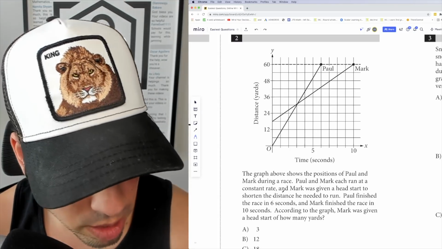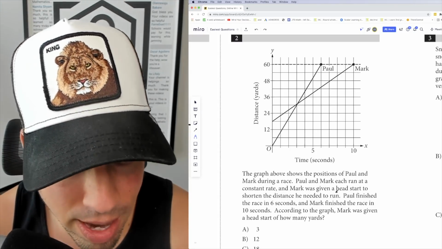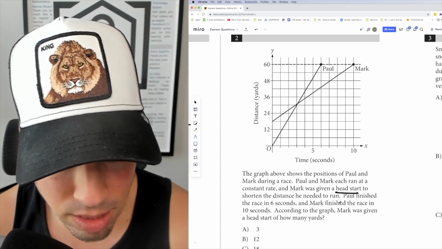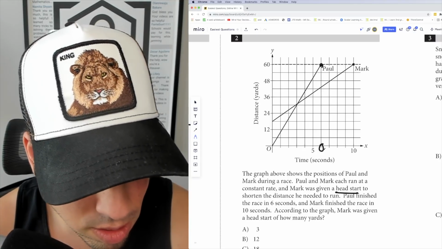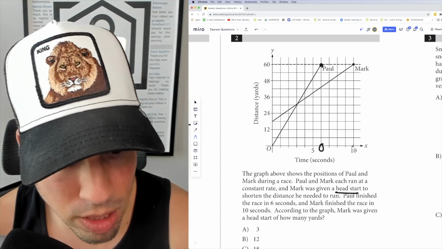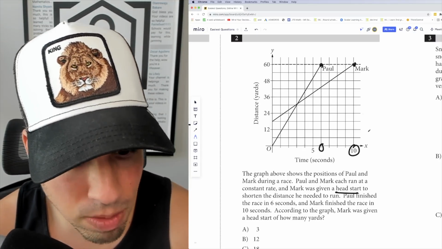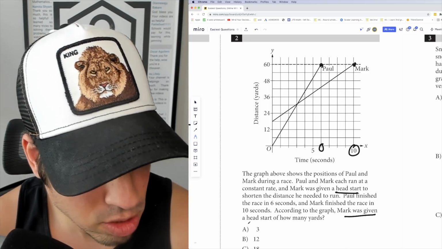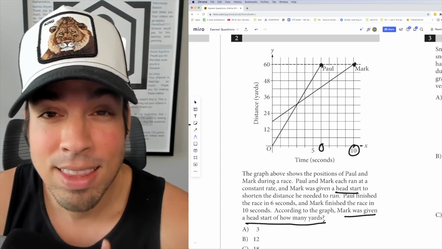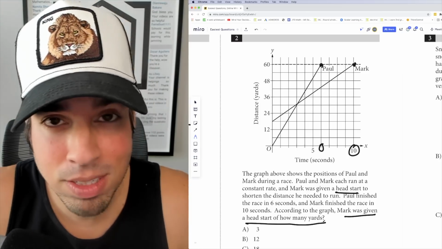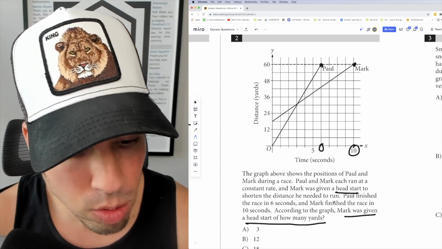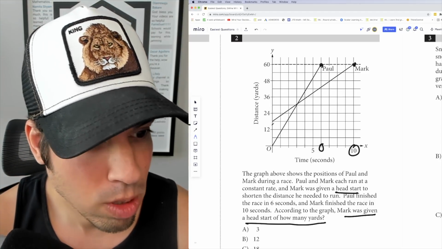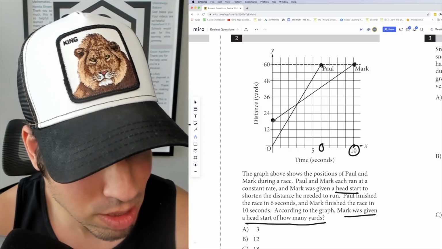Paul and Mark each ran at a constant rate, and Mark was given a head start to shorten the distance he needed to run. Paul finished the race in 6 seconds. You can see this is the 6 seconds right here. And Mark finished the race in 10 seconds right here. According to the graph, Mark was given a head start of how many yards? Again, the head start means the starting position, aka y-intercept. That's what we're talking about. What is the y-intercept for Mark? Well, it's right here. It's not marked, but it's this value right here.